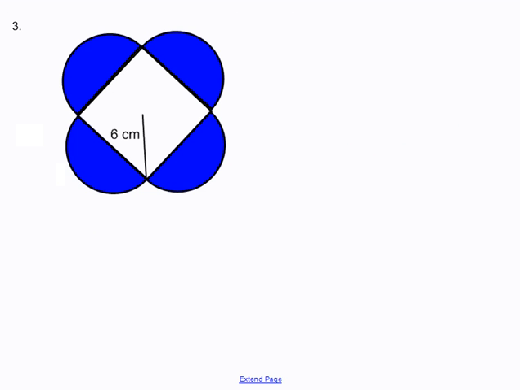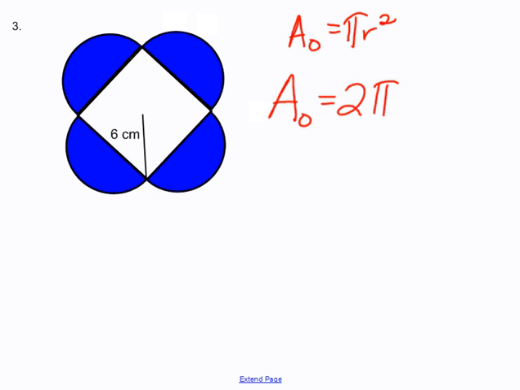Okay, this one looks a little complicated, but it's really not. I want to show you that we're going to just find the area of those circles. The area of a circle is pi r squared. But we have two circles, so we're going to have 2 times pi. Now we have to figure out what that radius is.